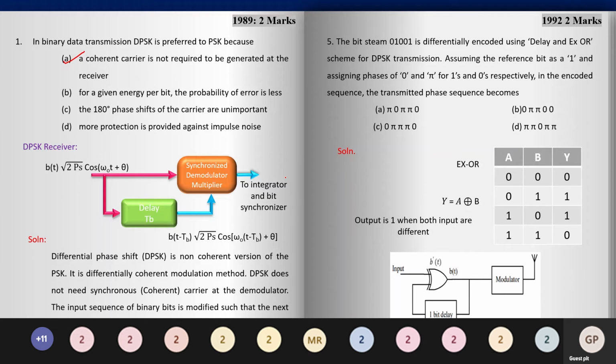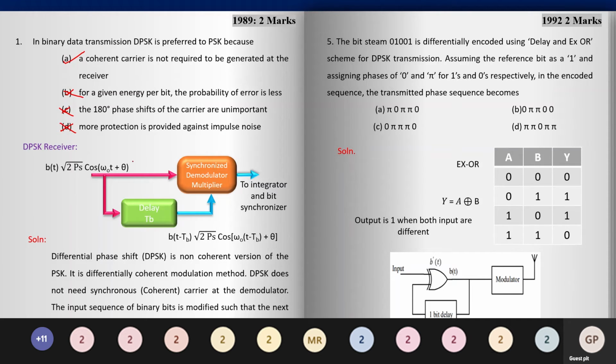The second one is energy per bit probability of error. No, that is not correct. The third, 180-degree phase shift of the carrier: there is no phase shifting happening in DPSK, so this is also not correct. More protection is provided against noise: no, this is also not correct. So the correct answer will be A.